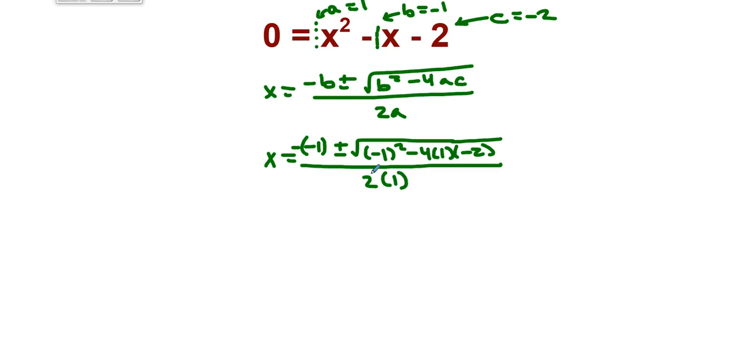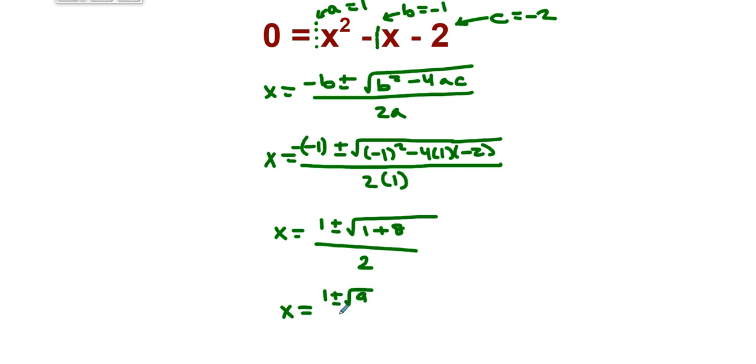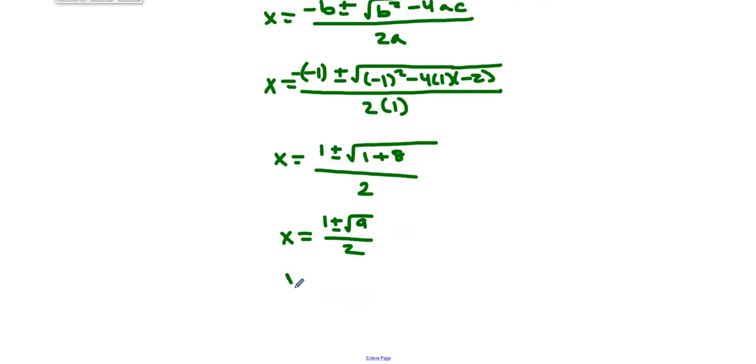So x equals negative negative 1 is 1, plus or minus the square root of 1 plus 8. 4 times 2 is 8. Double negative makes a positive. All over 2 times 1 is 2. So we get 1 plus or minus the square root of 9 over 2. So x equals 1 plus or minus the square root of 9, which is 3, all over 2. And again, this is a plus or minus symbol, so we have 2 solutions.